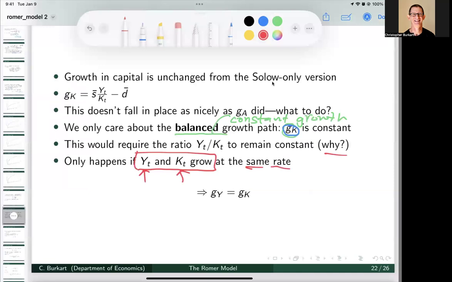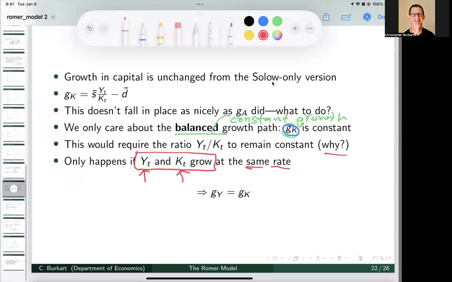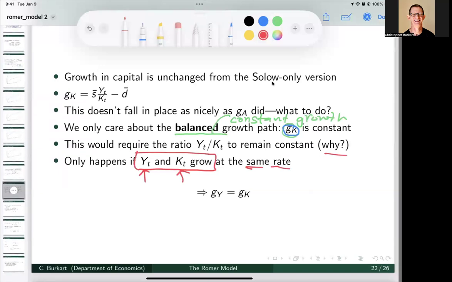So what we'll pick up with in the next and probably last video in this series is how we can use this to take a better look at what is going on with this combined Solow-Romer model.